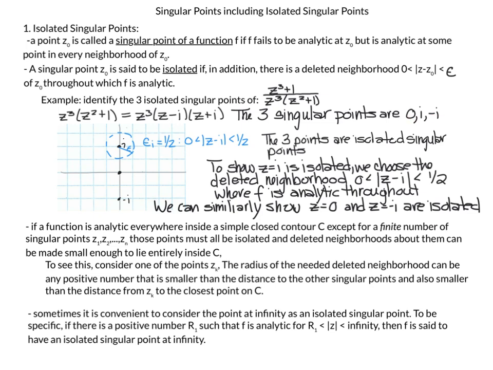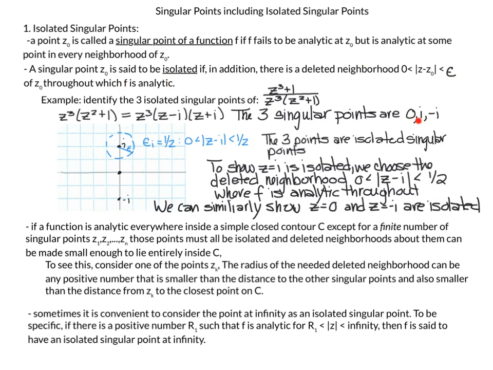To show that these 3 points are isolated, we need to find a neighborhood. The neighborhood consists of the points z where the distance between z and z0 is less than epsilon. In other words, we're within some radius, in the interior of a circle of radius epsilon centered around z0. But we also have that z is not equal to z0, so we've punctured the disk. We've taken out our offending singular point. And what we want is, in this deleted neighborhood, for f to be analytic.